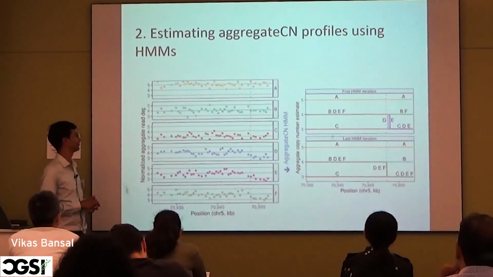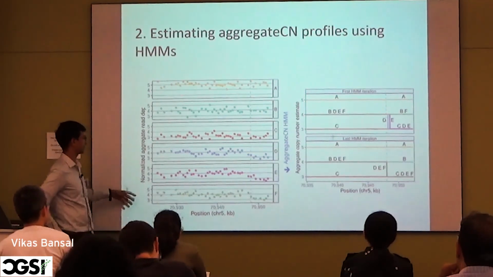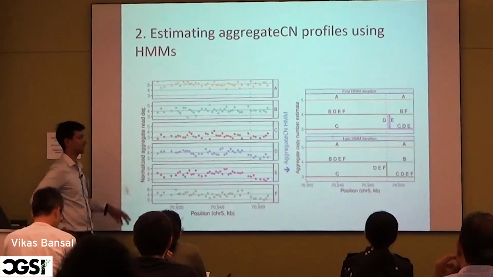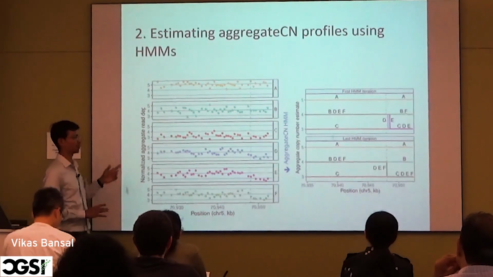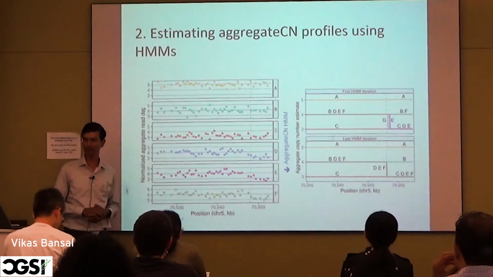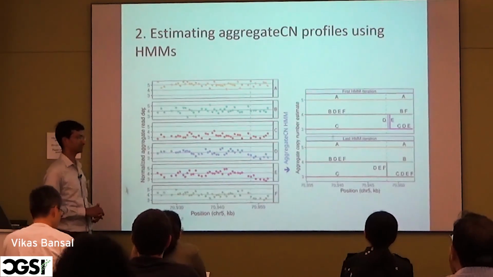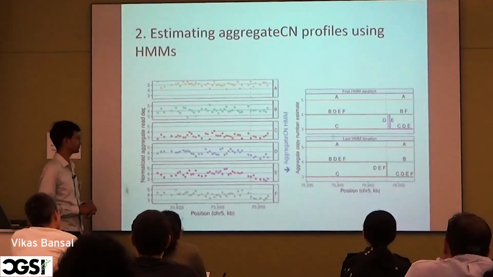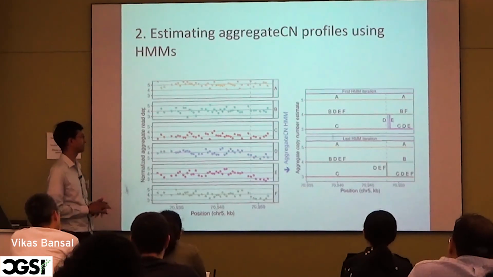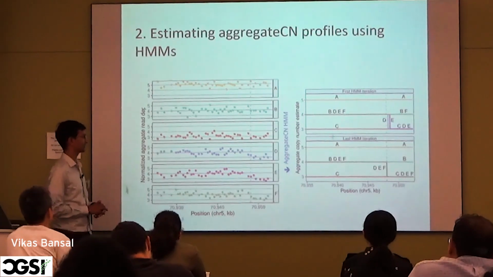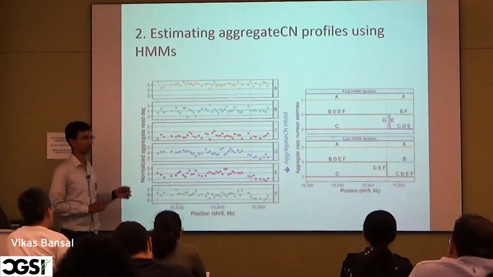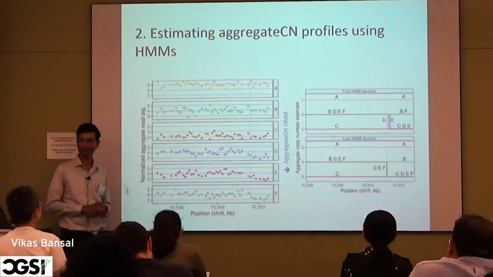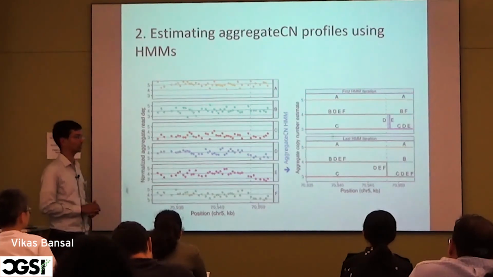Here in this plot on the left, we're showing the normalized aggregated read depth, where each dot is basically one window, and the normalization is done using read depth from unique regions of the genome. We have 6 samples with aggregated read depth, and our goal is to convert this aggregated read depth into these copy number profiles.